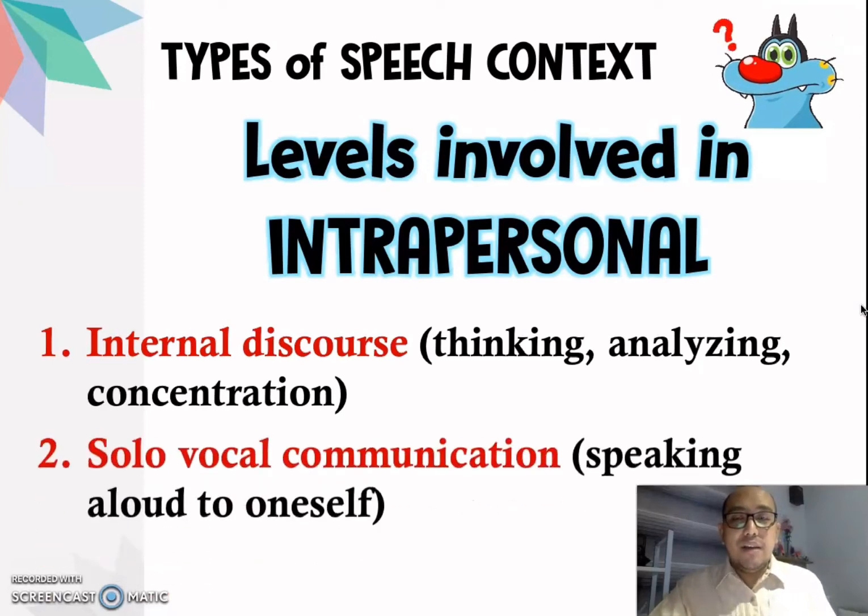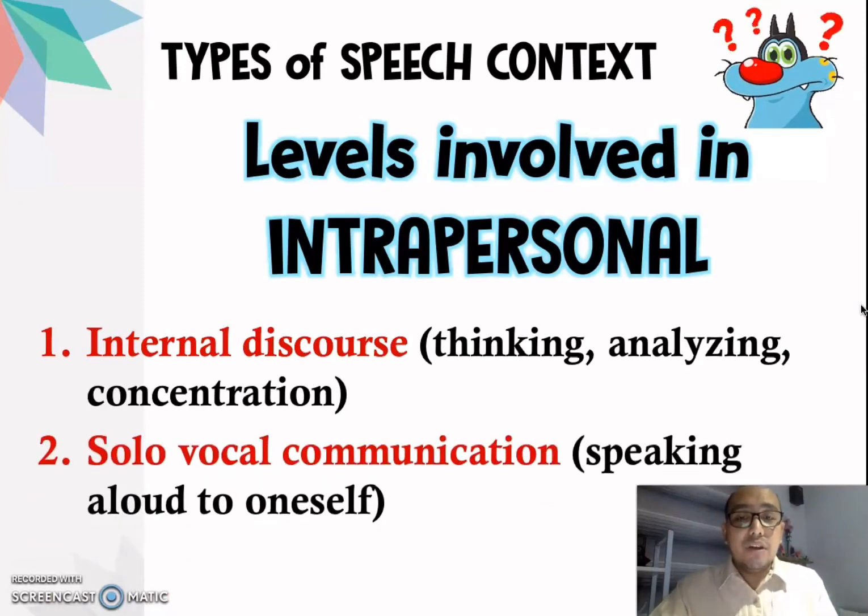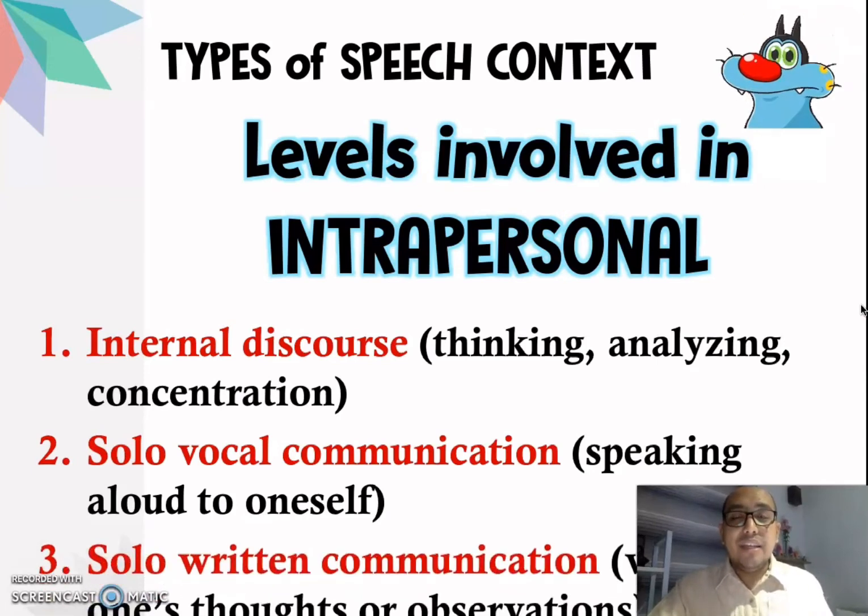Now, for the second level, the solo vocal communication, this time you are speaking aloud to yourself. Sometimes you use this when you are in front of the mirror or you are motivating yourself or cheering yourself up. And then the third level is that you are talking with yourself, but this time through writings or through one's thoughts or observations. Usually, we do this third type of intrapersonal communication by writing in our diaries or in our personal journals.